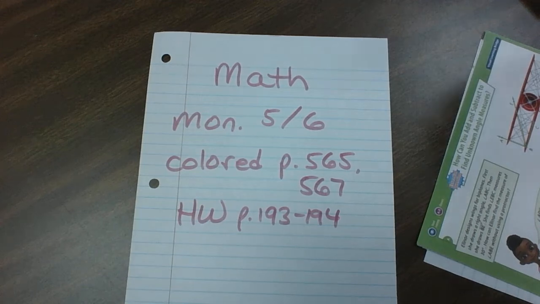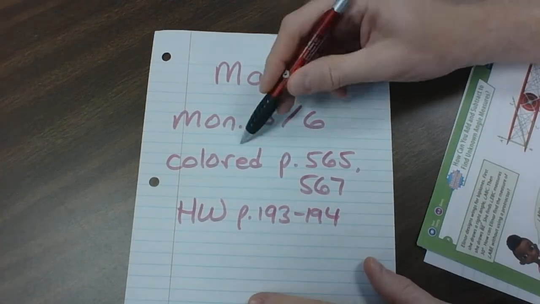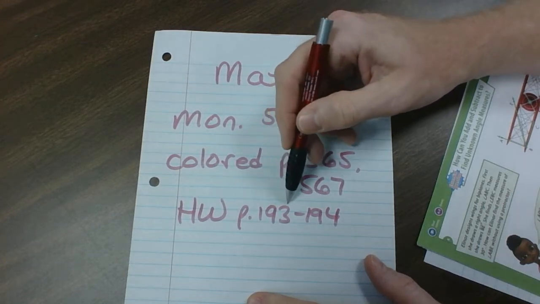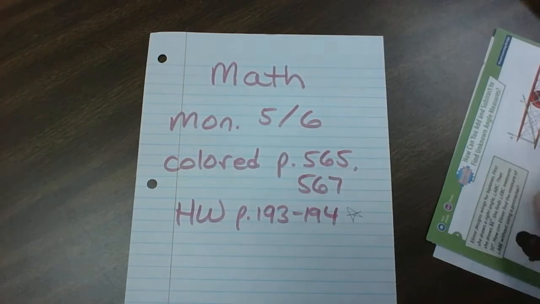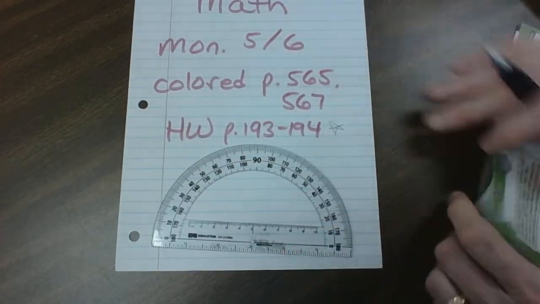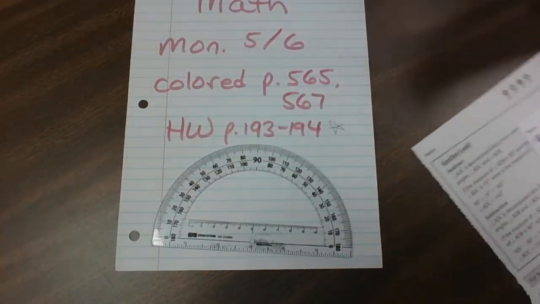Monday, May 6th. Here's your math. Colored pages 565, 567. Homework page 193, 194. This is what I need for you to send me Tuesday, May 7th by 3 o'clock. You're going to need your protractor. You're going to need also a blank line piece of paper to show some work.